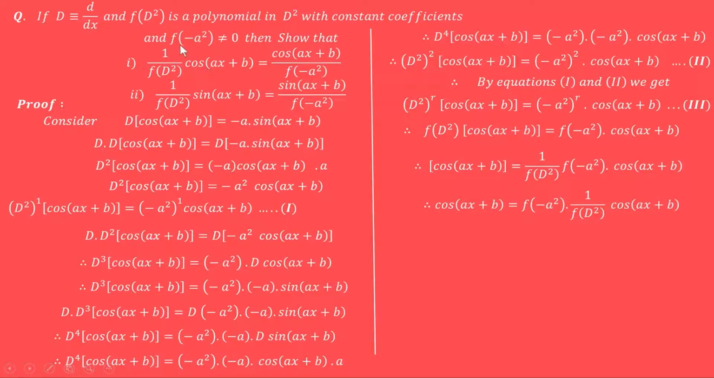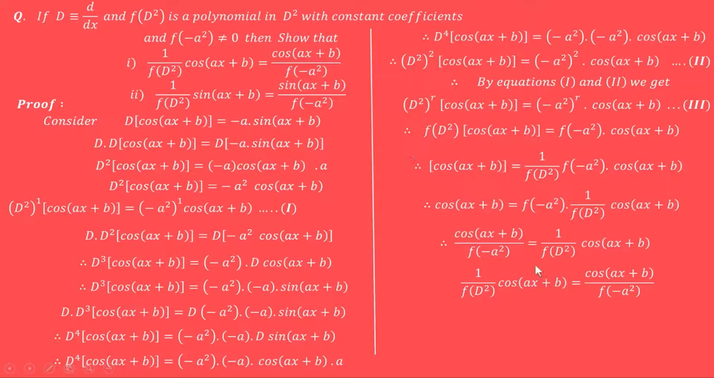Here you know f(-a²) is not 0. This is given in the question. As f(-a²) is not 0, we can transfer this term to the left hand side, and so we get cos(ax+b)/f(-a²) is equal to 1/f(D²) cos(ax+b). Now interchange right and left hand sides, so we get 1/f(D²) cos(ax+b) is equal to cos(ax+b)/f(-a²). Hence the proof of the first part.